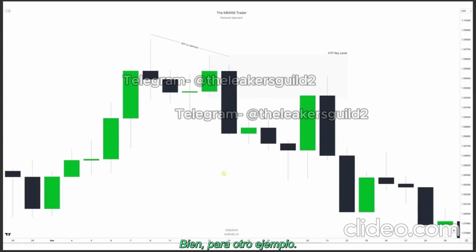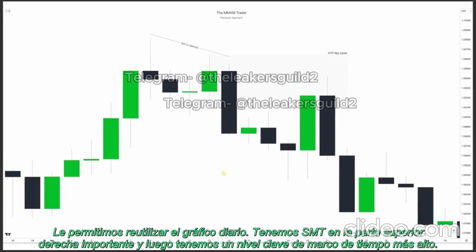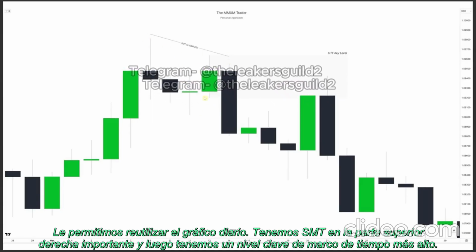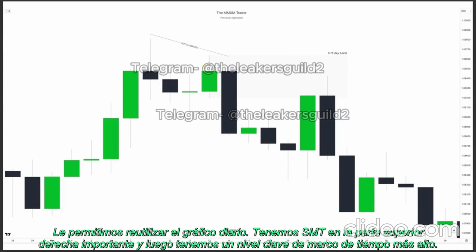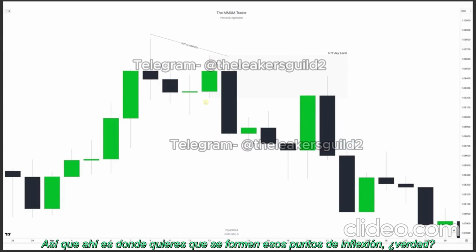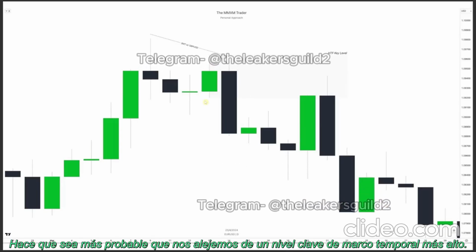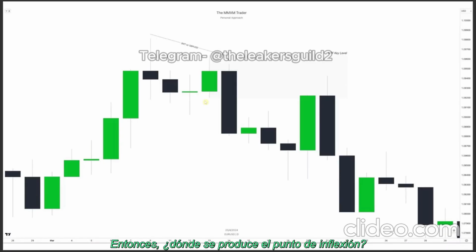Right, so for another example, we've got a Euro USD daily chart, and we've got SMT on the highs. Important. And then we have a higher time frame key level. So that's where you want those swing points to form. It makes it more highly probable that we're going to move away from a higher time frame key level. So where does the swing point occur?